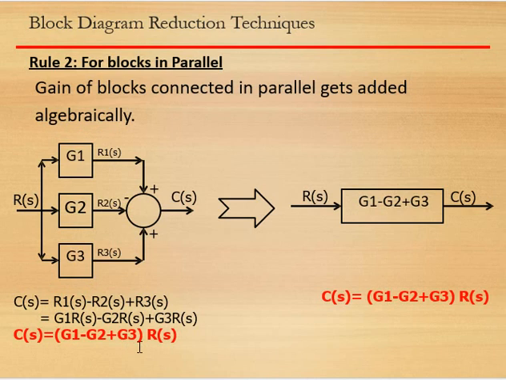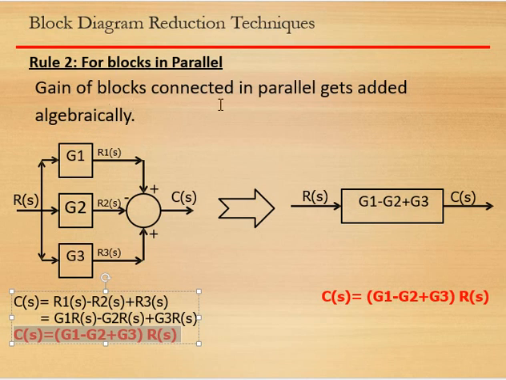So finally it will become, if you take RS common, it will become RS into in bracket G1 minus G2 plus G3. Okay, so from this equation I can represent this whole block into the block like this one. Okay, because again what is the CS? CS is gain into input. So I can say that this is the input, so this is my gain, and this is my output. So simple.